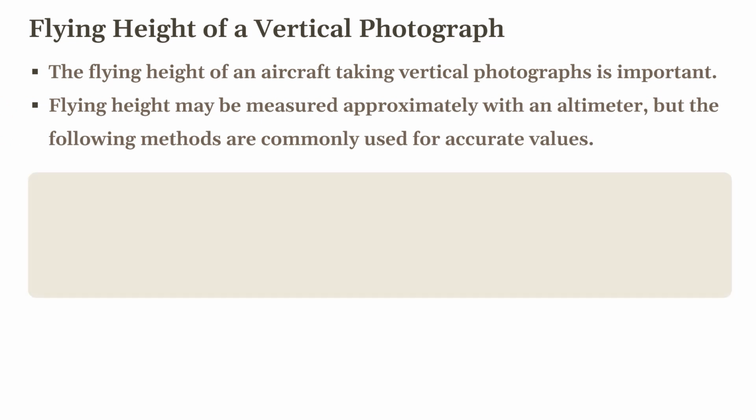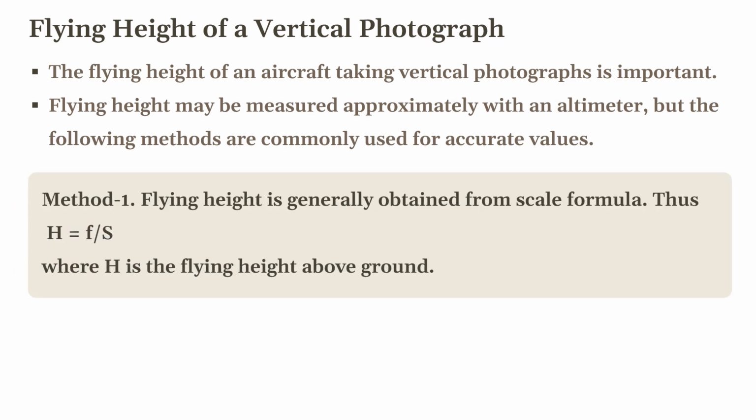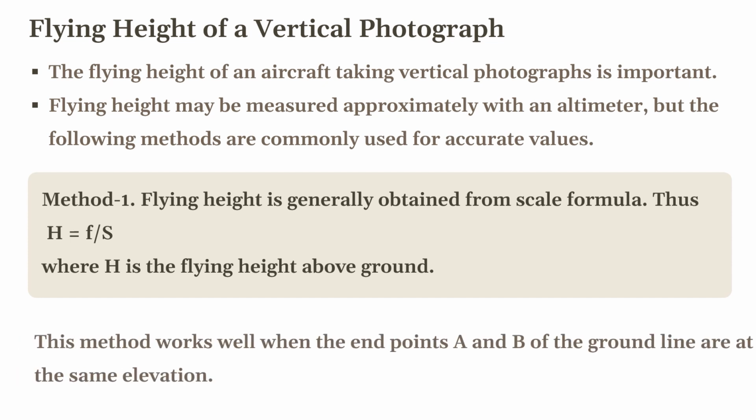So, method 1 is you can determine the flying height using the scale capital S of the photograph. For this, you need a ground line capital AB of known length that appears on the photograph. The formula is capital H is equal to small f by capital S, where capital H is the flying height above the ground, small f is the focal length of the camera, and capital S is the scale of the photograph. This method works well when the end points capital A and capital B of the ground line are at the same elevation.